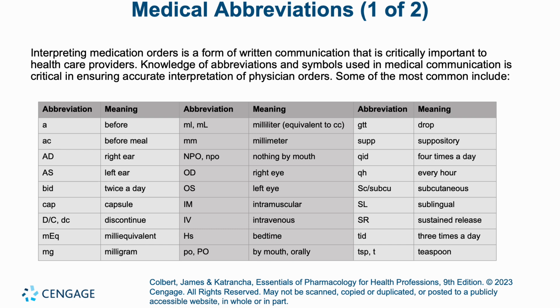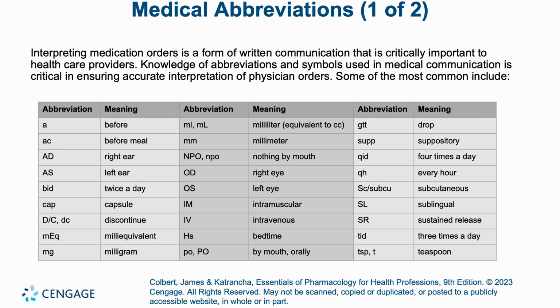NPO is nothing by mouth. Comes from the Latin nil per oris, nothing by mouth. Oris is mouth. Nil is none. Per is by. So NPO, nothing by mouth. OD, right eye.